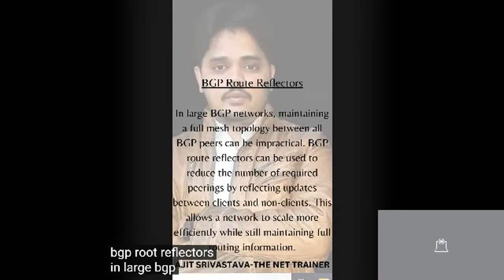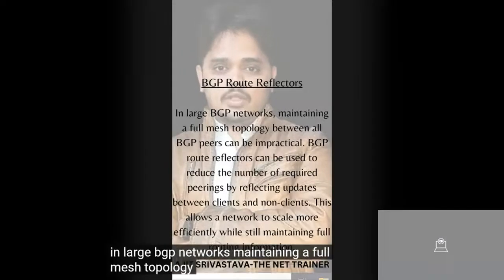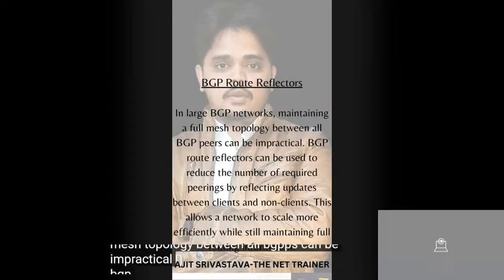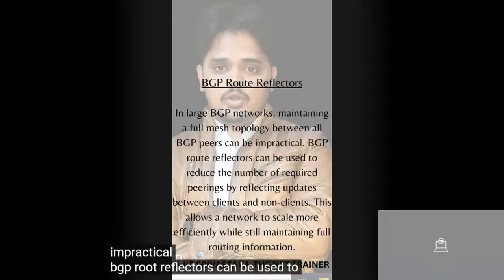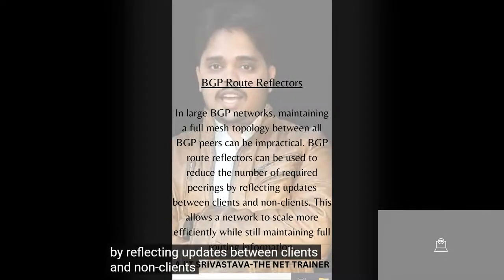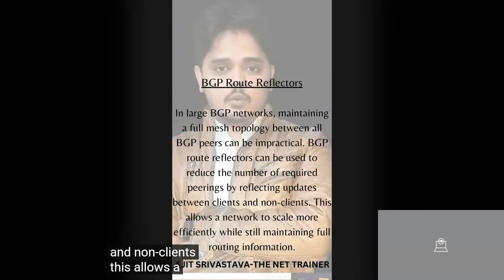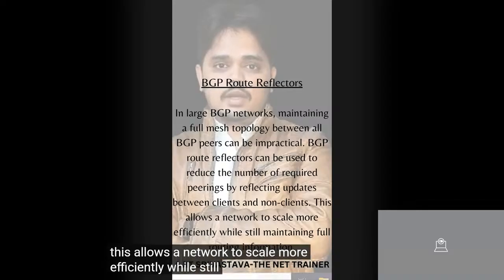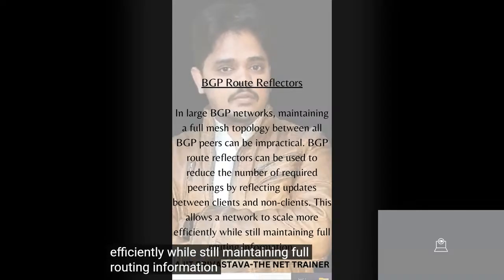BGP route reflectors. In large BGP networks, having a full mesh topology between all BGP peers can be impractical. BGP route reflectors can be used to reduce the number of required peerings by reflecting updates between clients and non-clients. This allows a network to scale more efficiently while still maintaining full routing information.